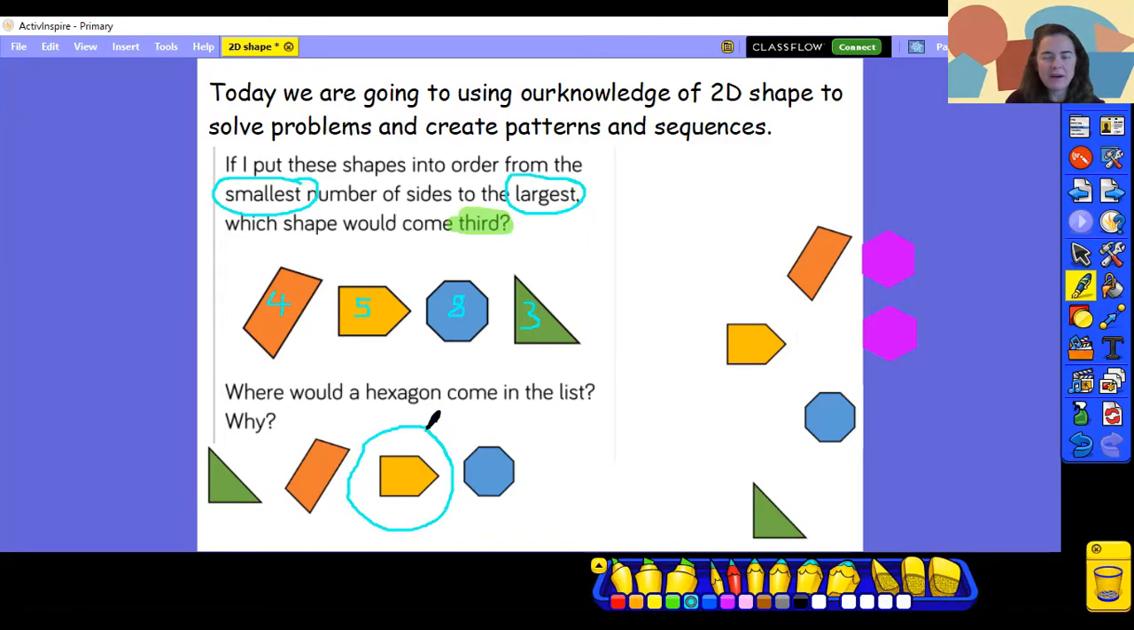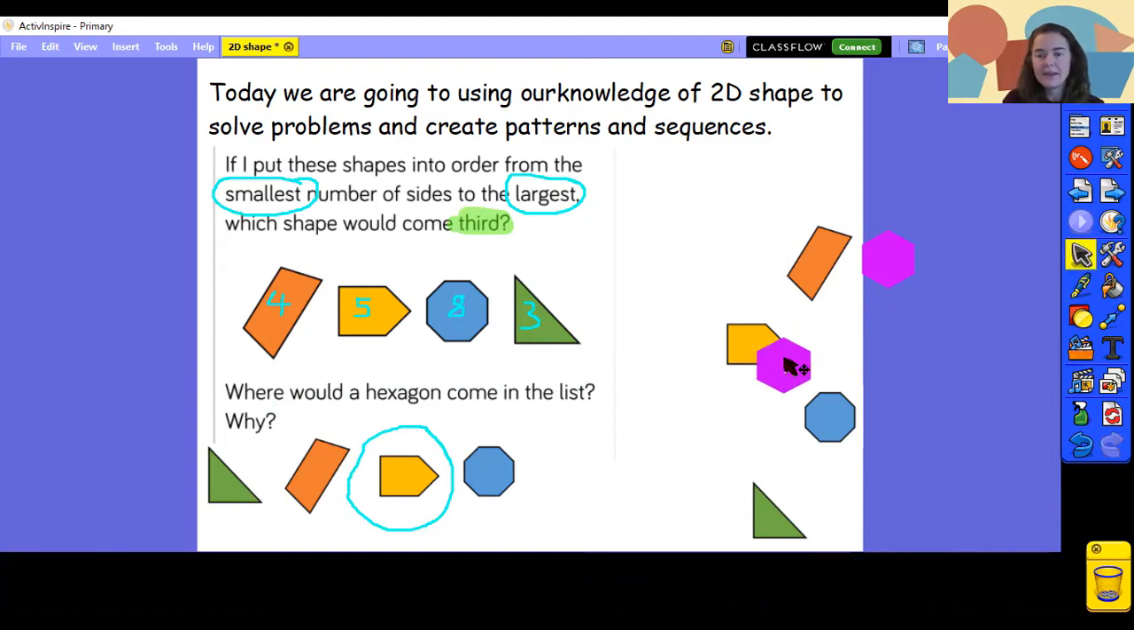Now the next part of the question, it says, where would a hexagon come in the list? So we need to think about how many sides a hexagon has. So here's my hexagon. Let's count the number of sides. 1, 2, 3, 4, 5, 6. Okay, so where would 6 come? We've got 3, 4, 5, 8. Call out to the screen.